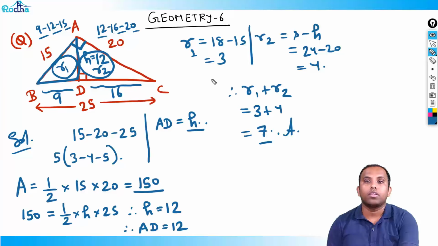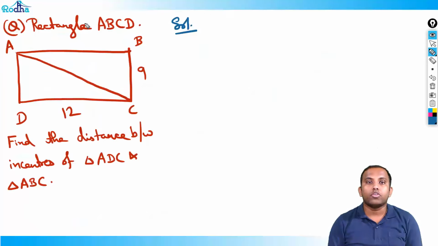Okay, now next question we'll do. The next question is: there's a rectangle ABCD with sides given as 9 and 12. Find the distance between the incenters of triangle ADC and triangle ABC. Just read this question, pause this video for 5 minutes and solve it. Try this question. Okay, we'll solve now.